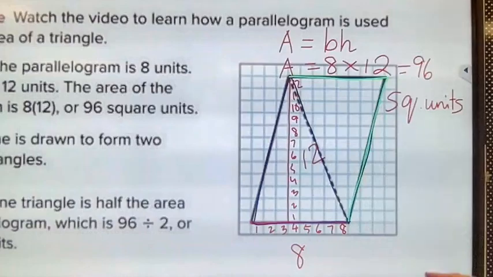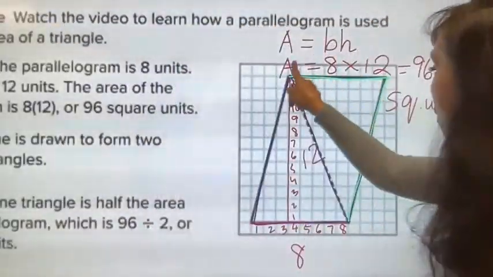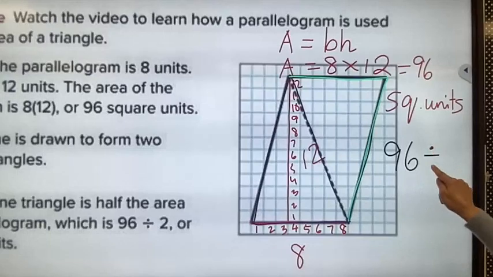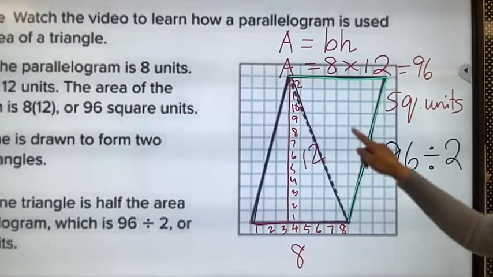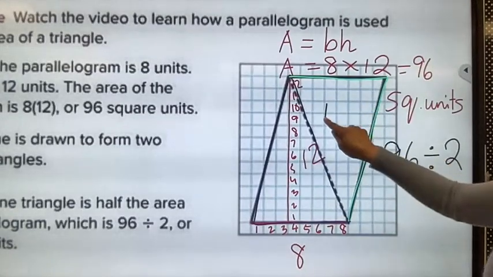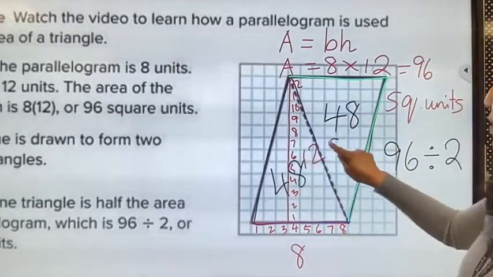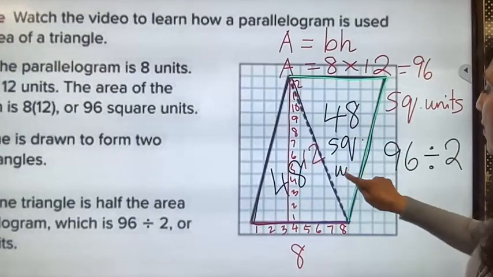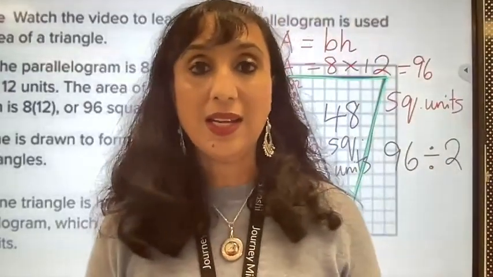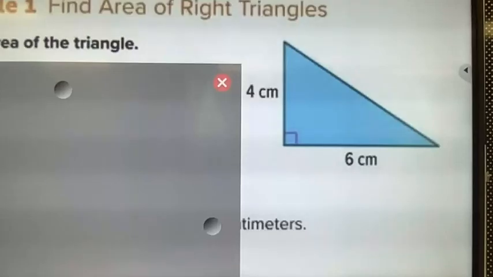So if I do 96 over here, this whole thing is 96. If I divide 96 by 2, it's going to give me the area of one of these triangles, which is 48. So this is 48 and this is 48 square units. And that is how you calculate the area of a triangle and why it is half the area of a quadrilateral. Let's look at this one.